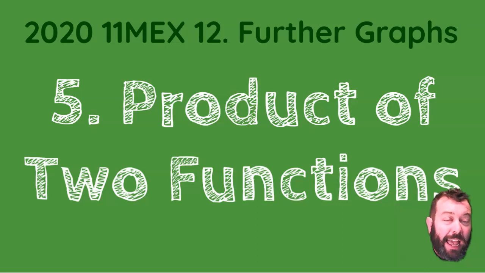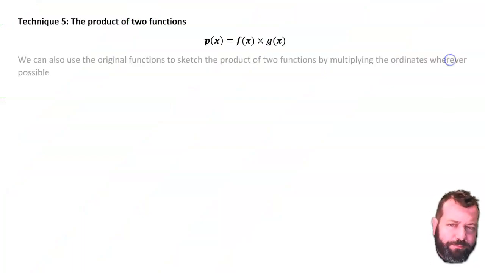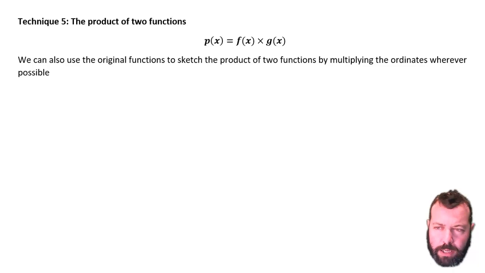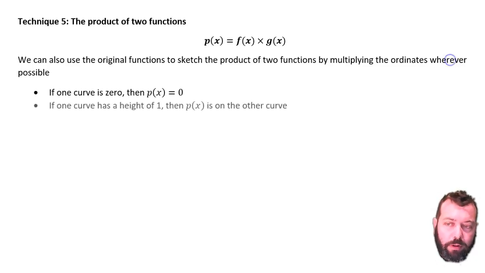We were looking at adding two functions together in our last video, and today we're going to look at multiplying two functions together, right? The product of two functions. So if this is the case, if I multiply anything by zero, I get zero, right? So that's going to be an important point to notice. If one of them is zero, then the product is zero.